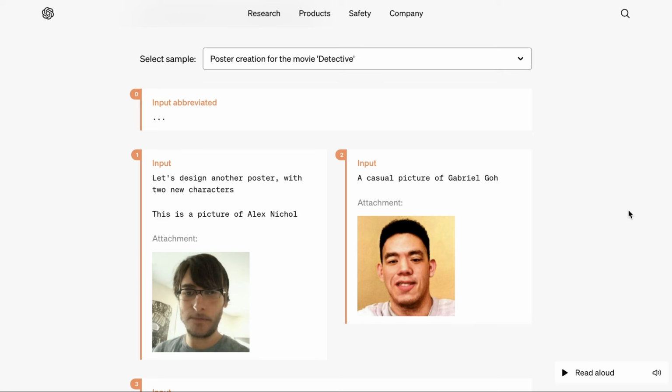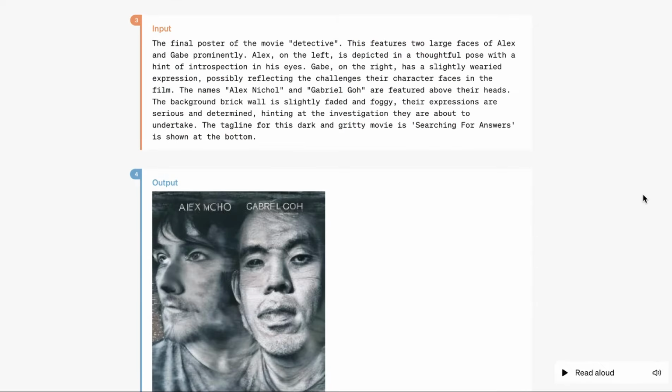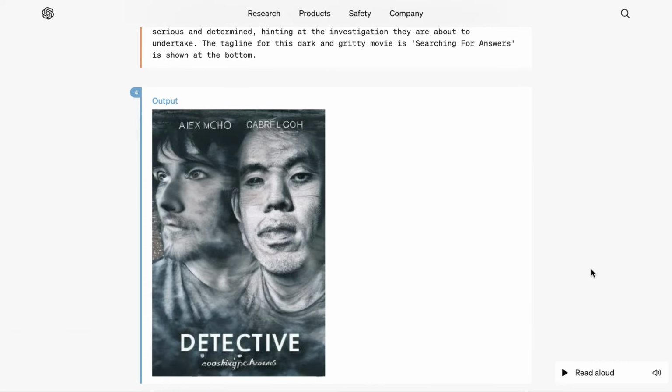To get a sense of how this could be useful for marketing, let's look at another example they give, poster creation for the movie Detective. First, they provide 2 pictures of people that they're going to want on the poster, and then from there they prompt, the final poster of the movie Detective. This features 2 large faces of Alex and Gabe, who are the people from those photos above. Alex on the left is depicted in a thoughtful pose with a hint of introspection in his eyes. Gabe on the right has a slightly wearied expression, possibly reflecting the challenges their characters face in the film. The names Alex Nickel and Gabriel Go are featured above their heads. The tagline for this dark and gritty movie, "searching for answers," is shown at the bottom. Now it's worth noting with this output, given how much is going on, the text isn't perfect, but it's getting a heck of a lot closer. And this level of precision control is absolutely going to open up some new possibilities.